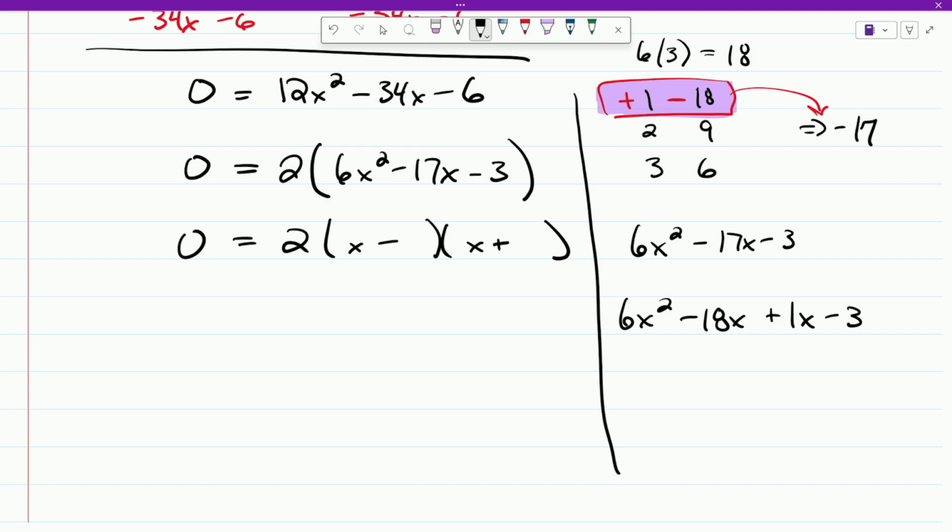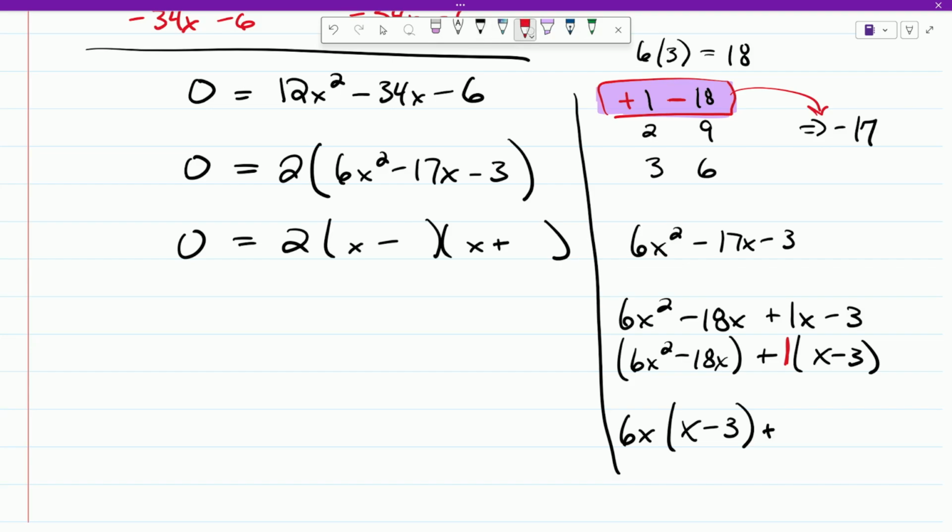So going from here, let's create our groups. 6x to the second minus 18x plus x minus 3. I'm already looking here at this x minus 3 binomial, and I can look at that and say there's no GCF there. And that's a good thing. Just remember, there's a 1 out front. You can't forget that. And the first binomial, 6x squared minus 18x, we can factor out a 6x.